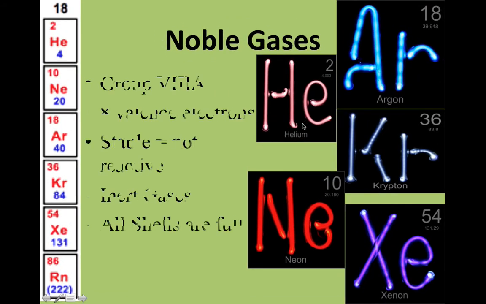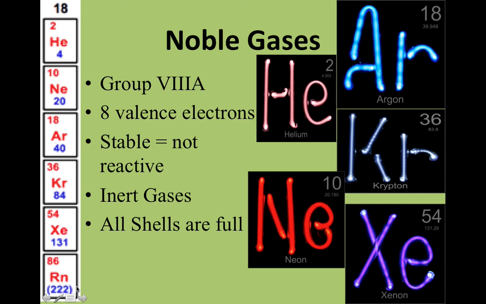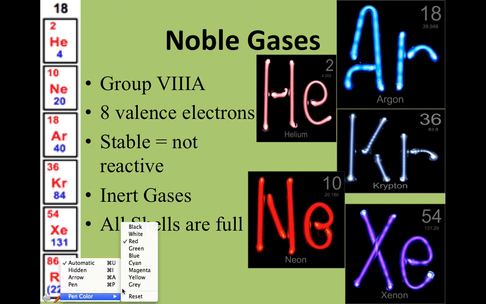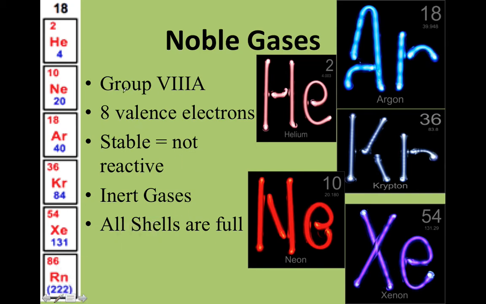The last one is the noble gases, and they are group 8A. They are actually very stable. They have 8 electrons in the last shell, except for, remember this one, helium. Helium only has 2 valence electrons. This group is very stable. In fact, they are probably not going to blend with anything because their shells are completely full. They are also called the inert gases. So noble gases, inert gases, and these are the most stable elements.